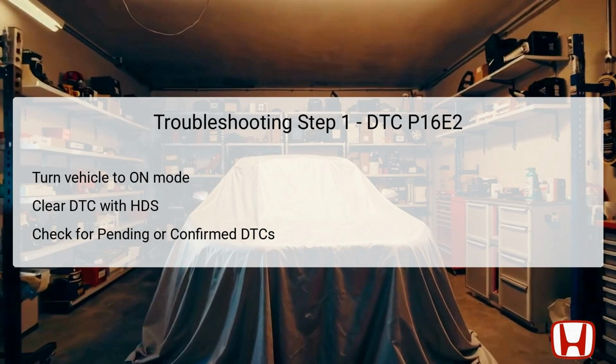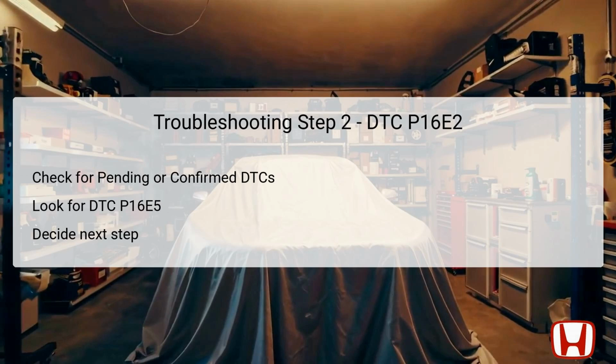After clearing the DTC, you should check for any pending or confirmed DTCs using the HDS again. This process is crucial as it helps identify whether the P16E2 code is currently active or if the problem was intermittent and resolved. Understanding the current state of the DTC is essential before moving to subsequent steps.